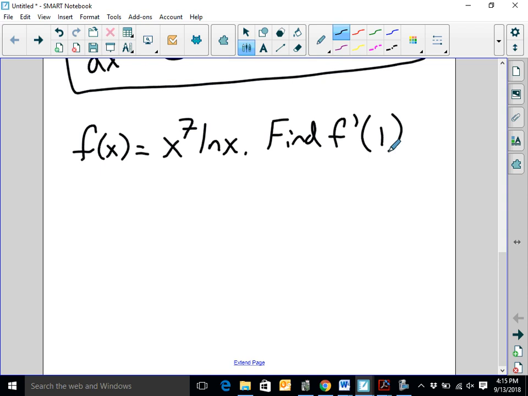So go ahead and pause it, and go ahead and find f prime of x. Pause the video and work on that. Then we'll unpause it, talk about f prime of x. Then we'll find f prime of 1. Here we go.